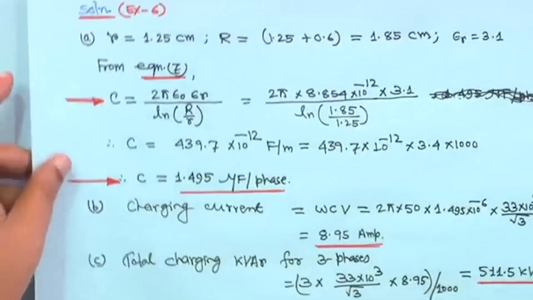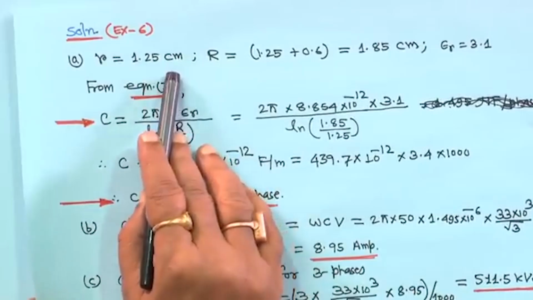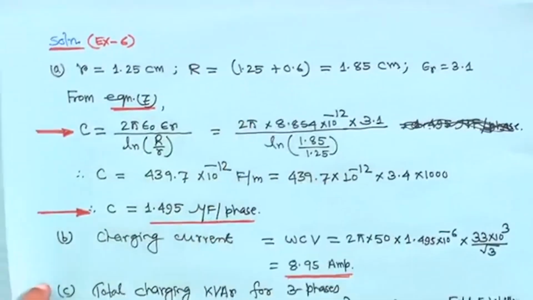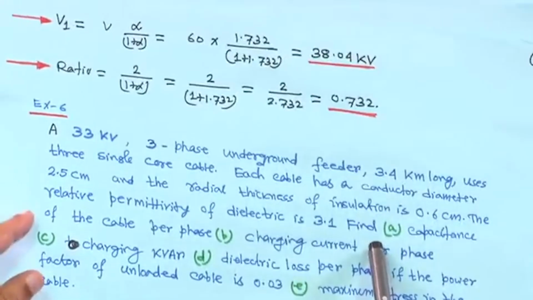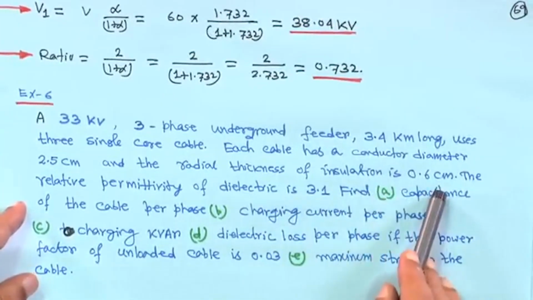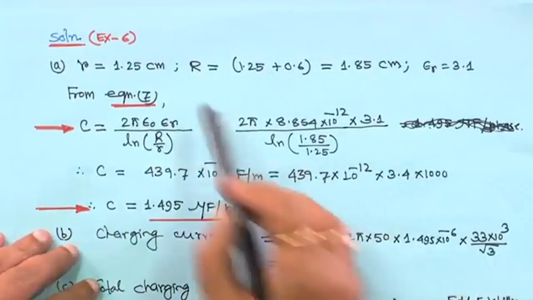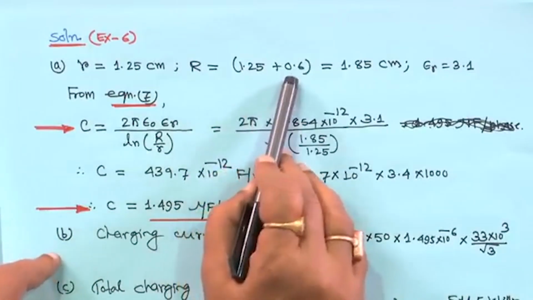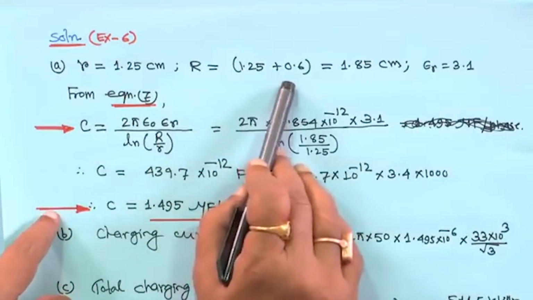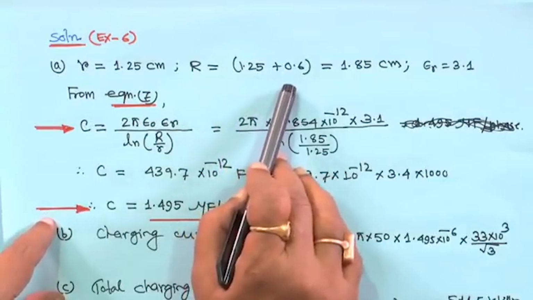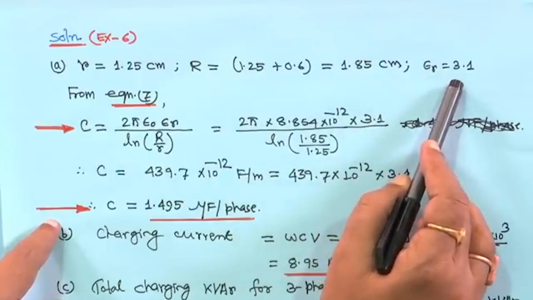The diameter of the conductor is given as 2.5 centimeter, so small r is 1.25 centimeter. Capital R will be the radius plus the thickness of insulation. The thickness of insulation is 0.6 centimeter, so R is equal to small r plus insulation thickness. So, 1.25 plus 0.6, that is 1.85 centimeter, and relative permittivity is given as 3.1.